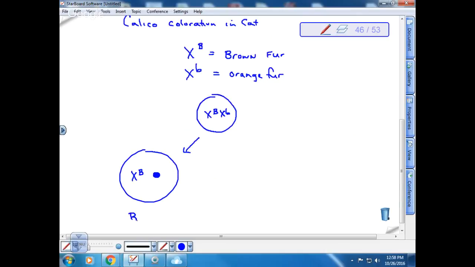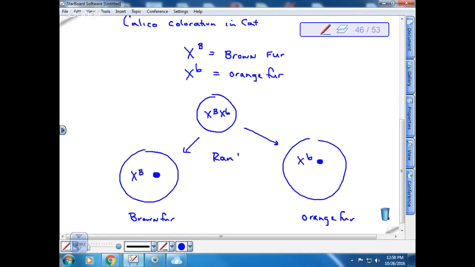So this would be brown fur, right? In this one, this one stays active and then the other one is the bar body, and this would produce orange fur. This process is random. So generally you'll never find 2 identical calico cats, right? Because this is actually during development. It actually doesn't have to do with genetics. It's actually random X inactivation as the embryo is developing, early on during embryonic development.